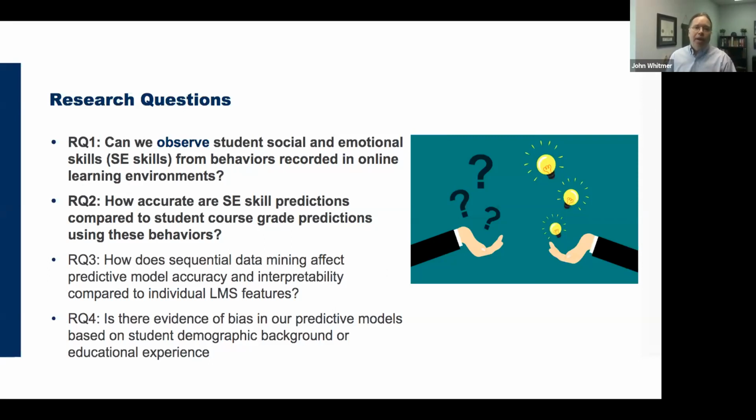So there are 4 research questions underlying the study. For the sake of time and doing 2 studies within the time I have today, I'm going to just talk about the first 2 research questions. So the first is, can we observe these social and emotional skills through the behaviors that are recorded in online learning environments? And then how accurate are the predictions of social and emotional skills compared to the predictions of student course grade using these behaviors?